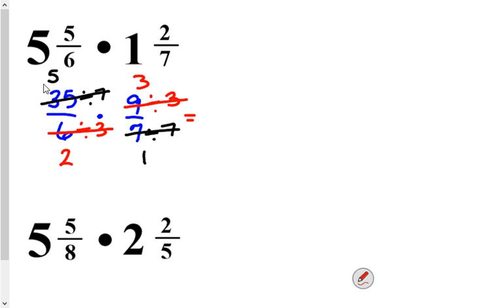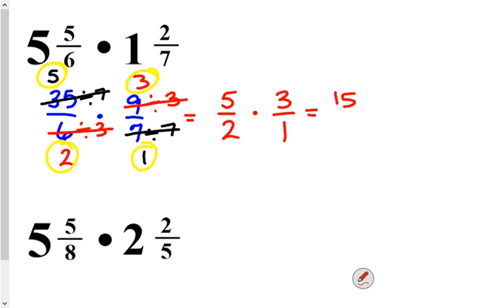So my new problem becomes 5 halves times 3/1. And that's because I have a 5/2, a 3/1. That's where those numbers are coming from. And I'm ready to now multiply. 5 times 3 is 15, and 2 times 1 is 2. And 15 halves equals 7 1/2. So my answer is 15 halves, or 7 1/2.